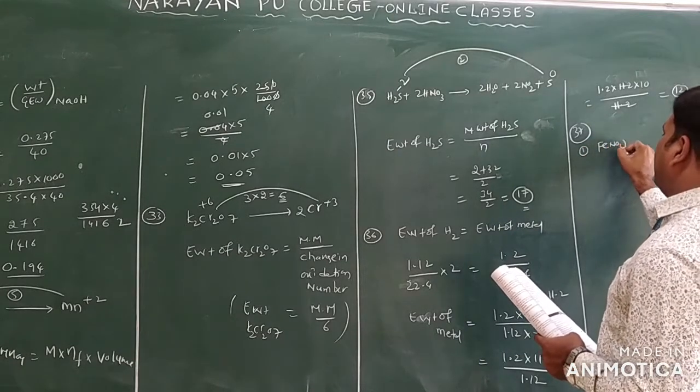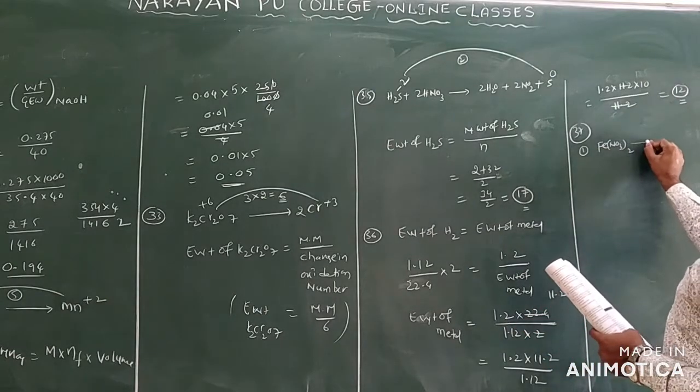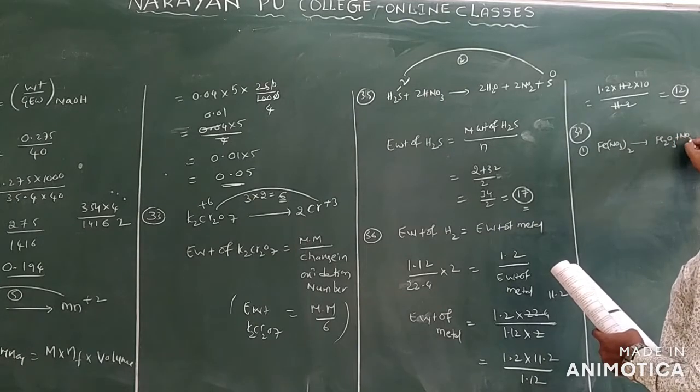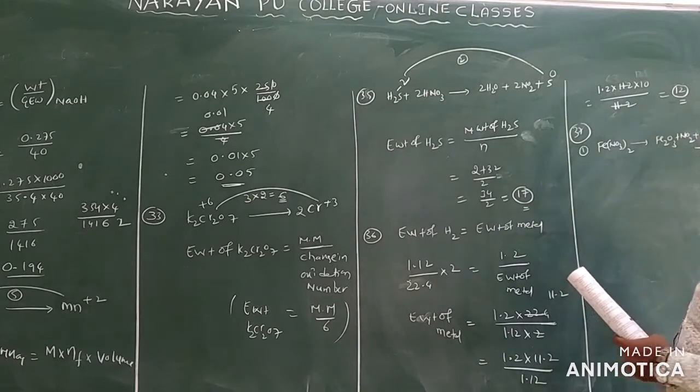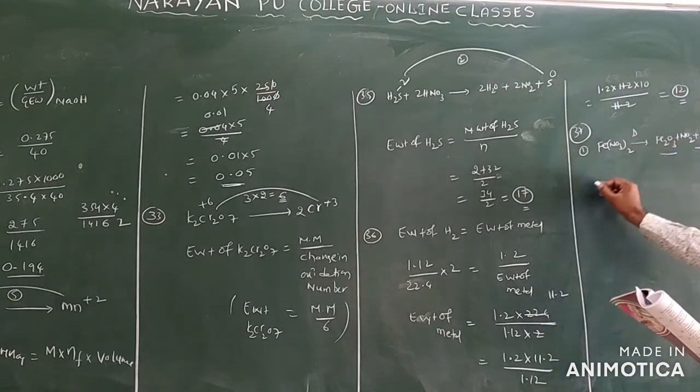Ferric nitrate is given here, Fe(NO3)3 taken 2 times we have. So you will get here Fe2O3 plus NO2 plus O2 we have. Here it forms a metal oxide.